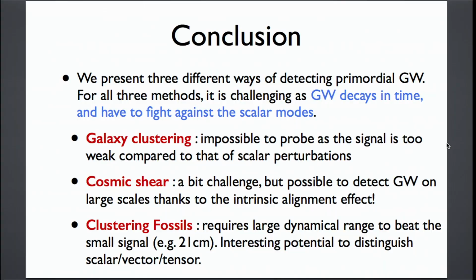So let me conclude here. I showed three different ways of detecting primordial gravitational waves from the large-scale structure. The lesson here is that gravitational waves decay in time and have to fight against the scalar mode. So it's extremely hard to detect them from large-scale structure. In particular, for the galaxy clustering, the signal is very, very weak, so we don't look for the gravitational wave signal there. But for the cosmic shear, in particular with the intrinsic alignment effect and the clustering fossil, we expect to see some effect from the gravitational waves.